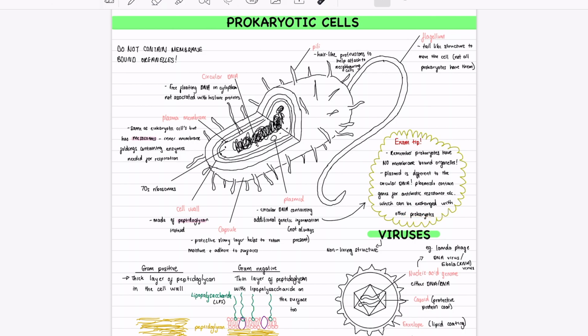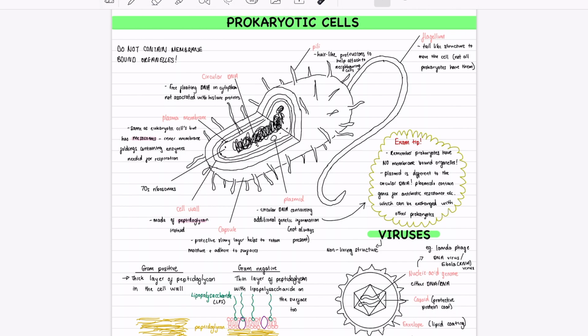Compared to eukaryotic cells, they contain smaller 70S ribosomes. Remember, ribosomes are not membrane-bound organelles. Prokaryotic cells have a plasma membrane but also have mesosomes, which are inner membrane foldings containing enzymes needed for respiration.